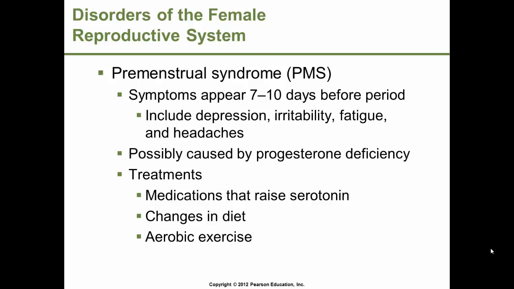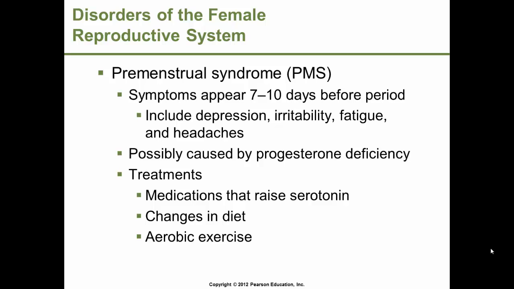Premenstrual syndrome, also known as PMS, typically appears a week to 10 days before the period. It may include depression, irritability, fatigue, or headaches. Some research shows that it may be caused by a deficiency of progesterone.